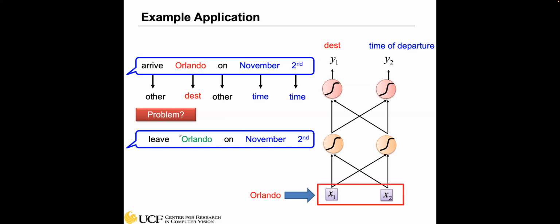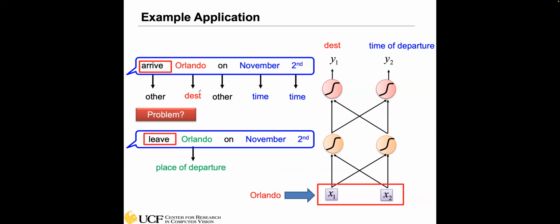Take another customer who inputs this sentence. Instead of saying "arrive", it says "leave Orlando on November 2nd". We can go through this word by word, but from this context, Orlando is not the destination anymore, because it's "leave Orlando". It's actually the place of departure, because of the different word here.